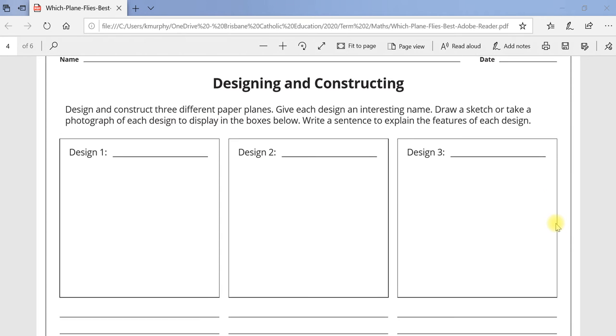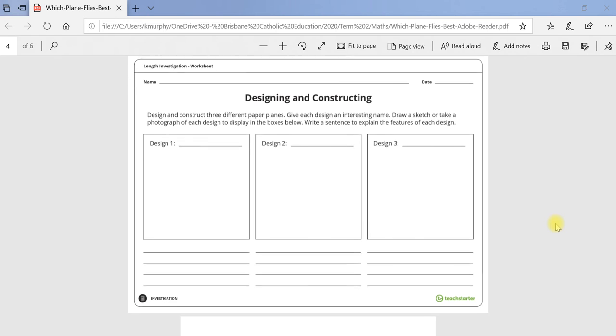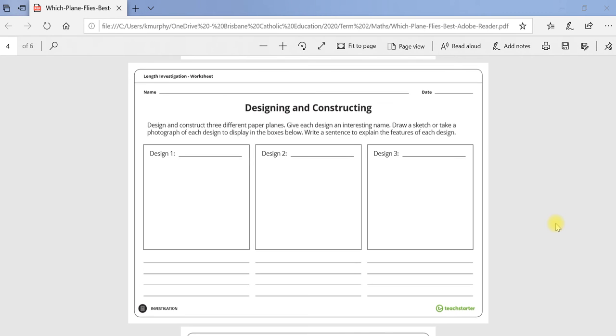For example, this is the first sheet in your pack, and it is the designing and creating. You design 3 paper planes, so we've got 3 designs here. Give it a name and draw it, or you could take a picture and stick it in here so we can see them all. And then write sentences down here just to explain the features of it, maybe something interesting in particular about those planes.